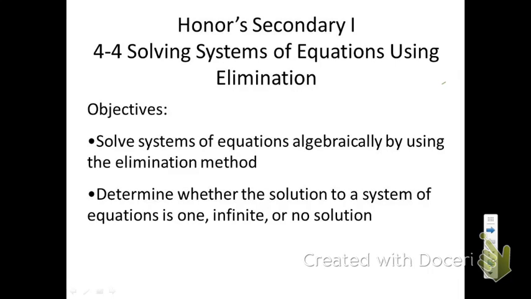Alright, today in class we learned how to solve systems of equations using the elimination method. We've learned two other ways to solve systems of equations. The first one was by graphing, the second one was by substitution, and we will follow those today with the elimination method. So we're going to solve systems algebraically by using the elimination method, and we'll also determine whether the solution is one, infinite, or no solution.